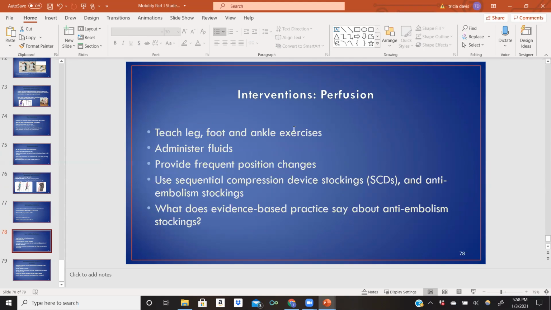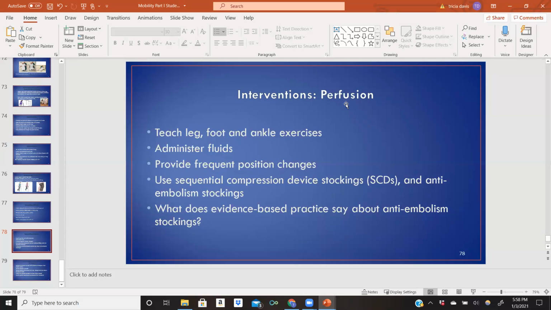So some interventions, again, just to recap, to help that perfusion in the body. We want to teach those leg, foot, and ankle exercises, then foot pumps and those extensions of your ankles and your feet and flexion exercises. You want to make sure that they're getting fluids. You want to provide those frequent position changes to keep all that blood flowing. You want to use those sequential compression device stockings. You're going to call them SCDs. And then those anti-embolism stockings.